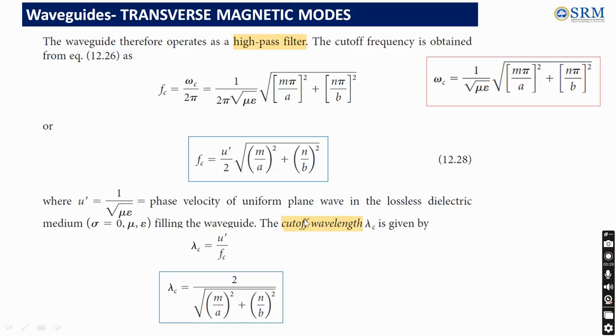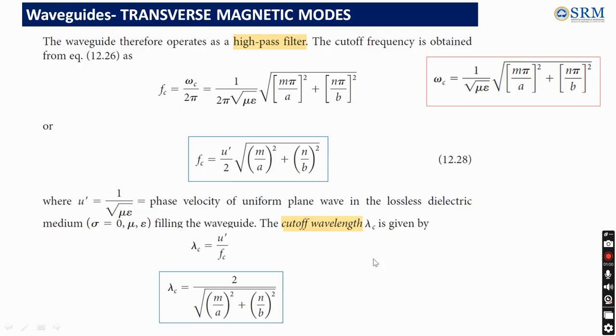From this expression we can get the cutoff wavelength, lambda c. Wavelength and frequency are related as wavelength equals velocity by frequency. So we consider phase velocity divided by cutoff frequency fc. If I substitute the cutoff frequency expression here, u dash and u dash get cancelled, and I am left with 2 divided by root of (m pi by a) the whole square plus (n pi by b) the whole square.